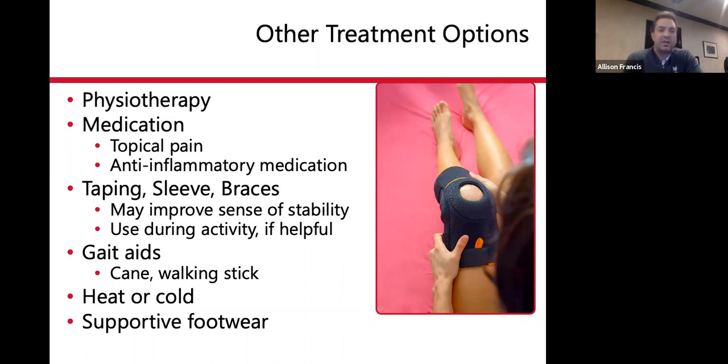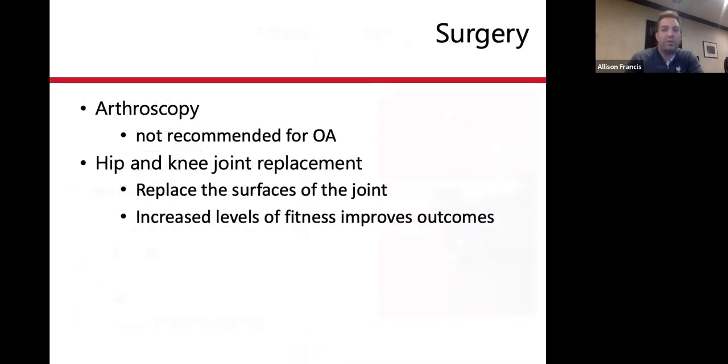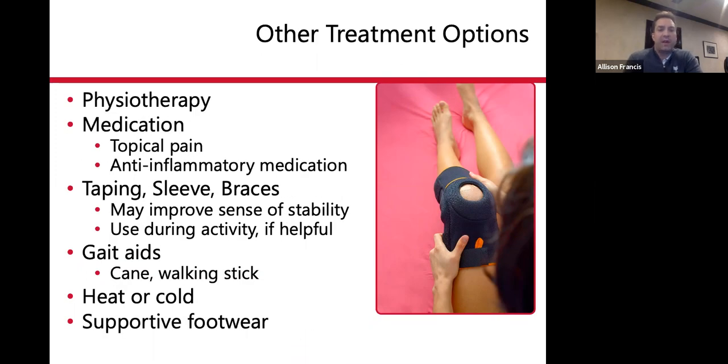So gait aids can also be used. What did they have there? So canes and walking sticks. Urban pole walking is something that, again, Allison has done, and everyone has had great success with that. There's definitely a technique to urban pole walking, though, as I learned when I went out and first tried it.